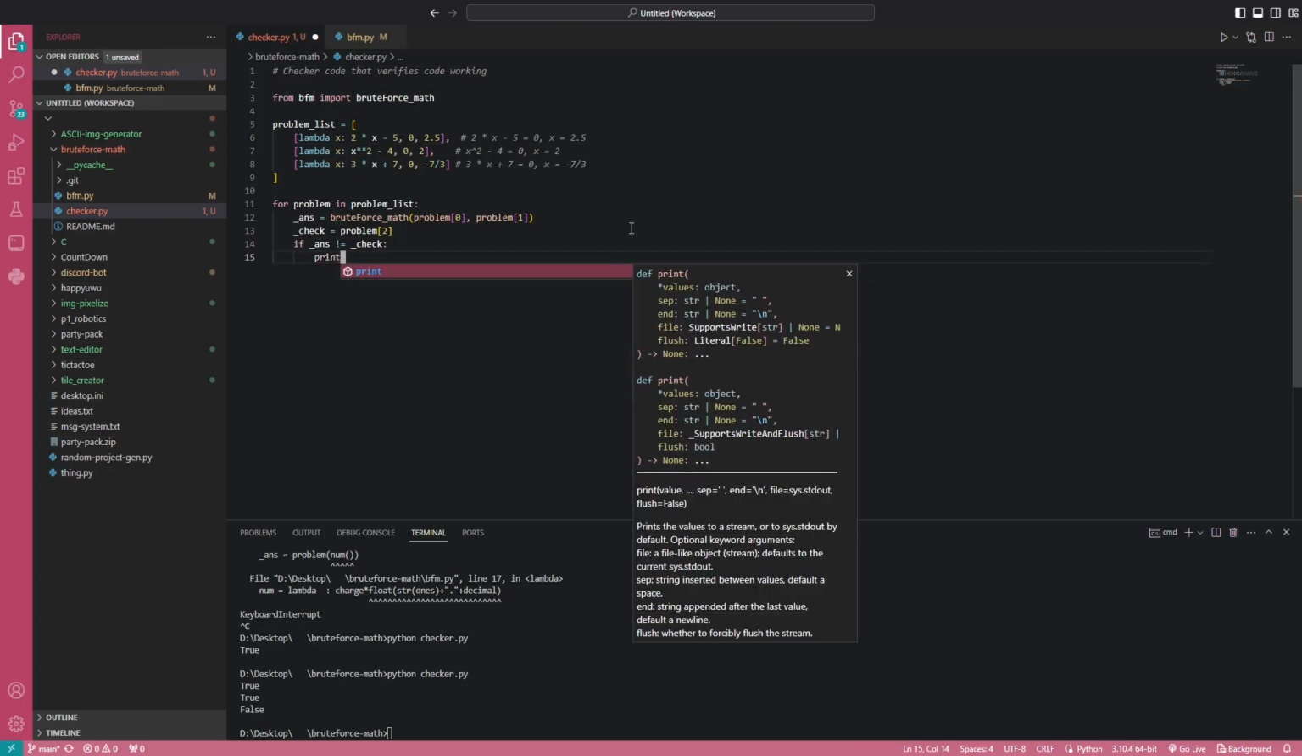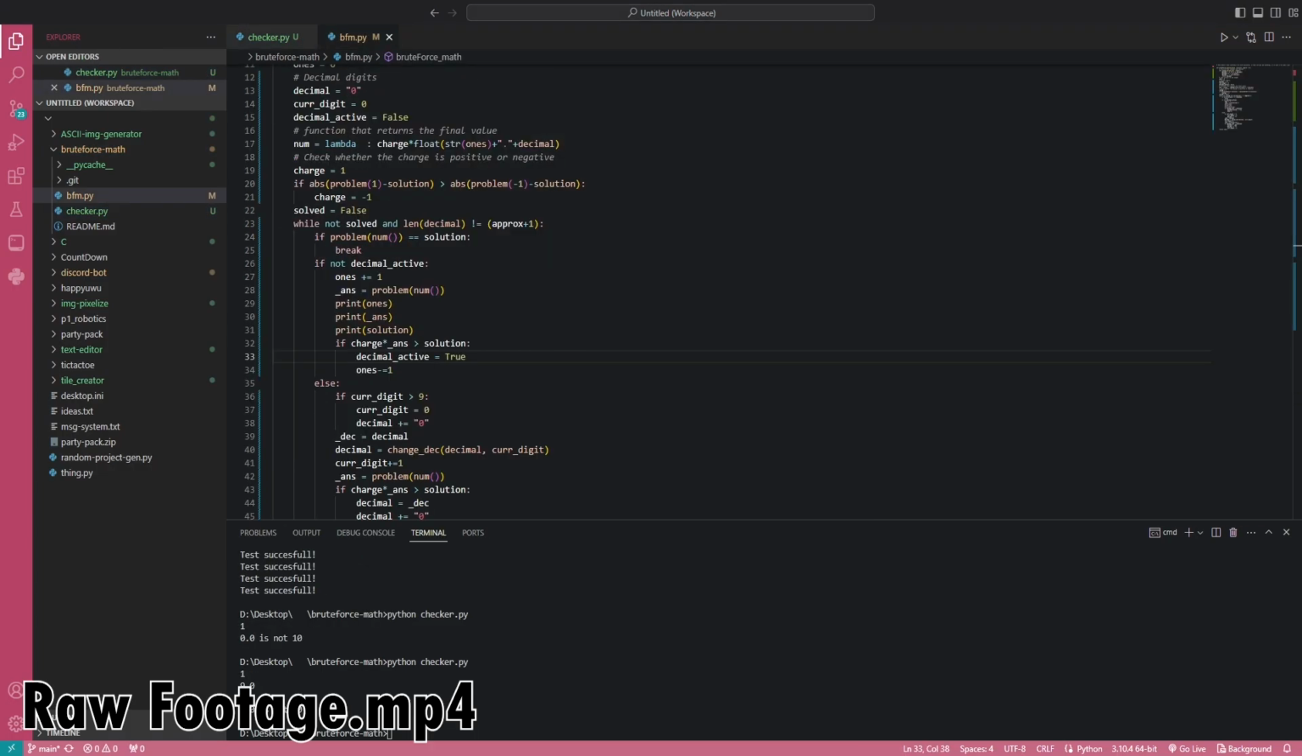Alright, I need a standard to know whether the x has passed it. It cannot be that it's bigger than the solution.